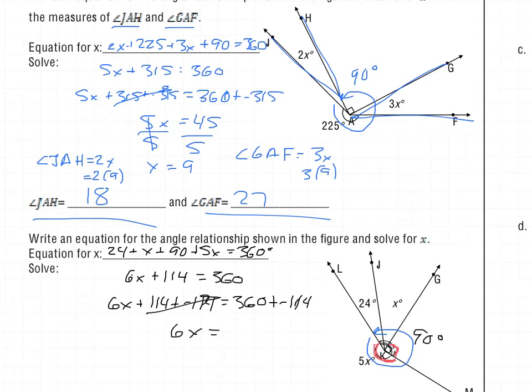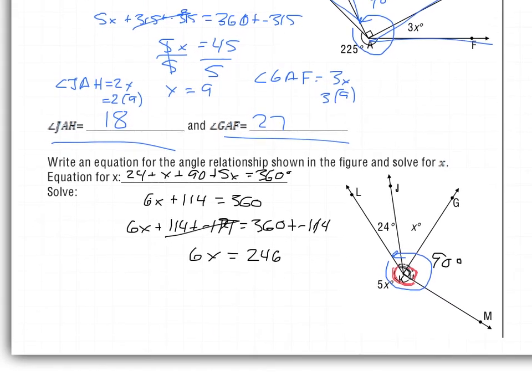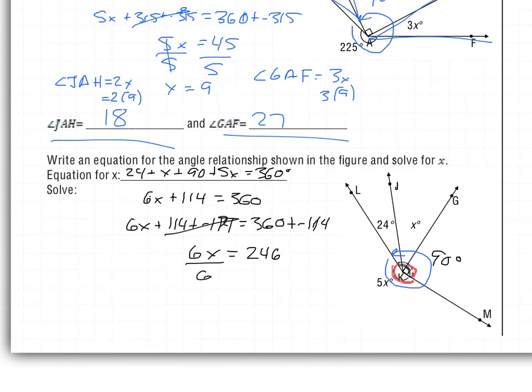6x is equal to, this is going to be 246, divided by 6, divided by 6. It's going to give me x is equal to 41. It just asks us to solve for x, so I'm just going to stop there. x is equal to 41.